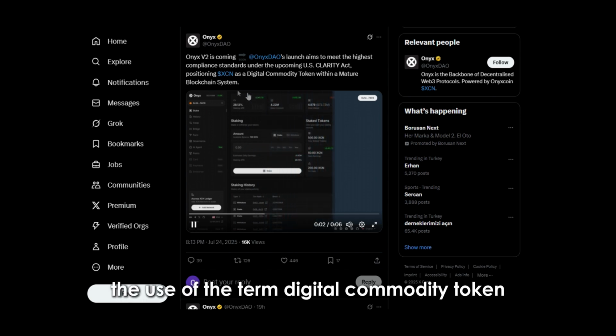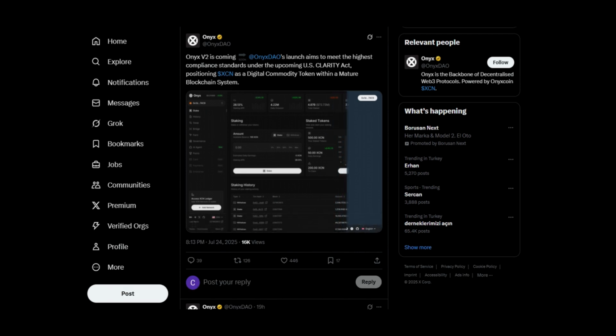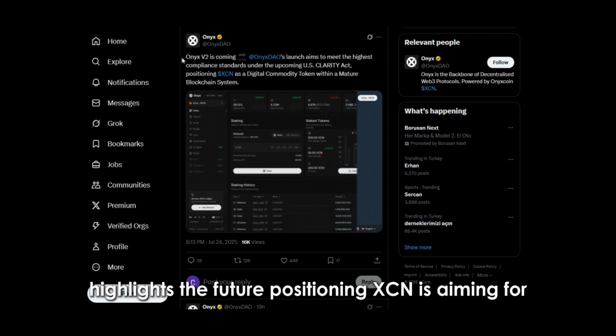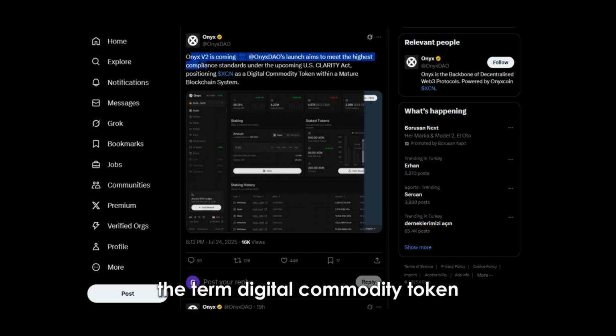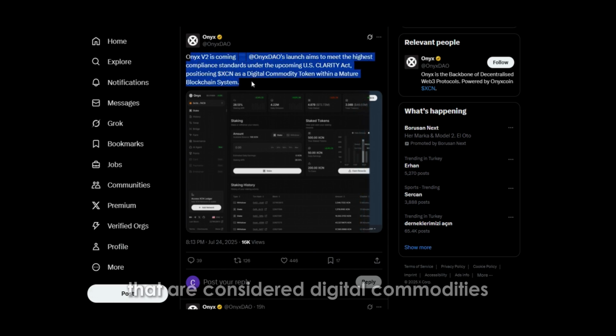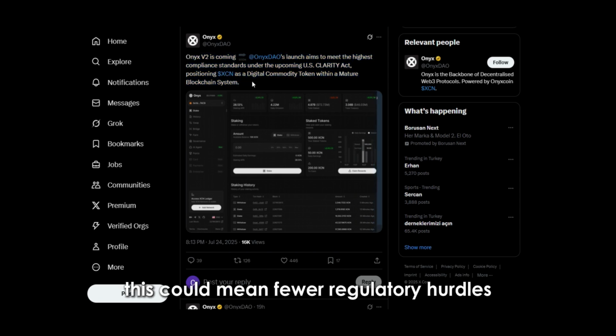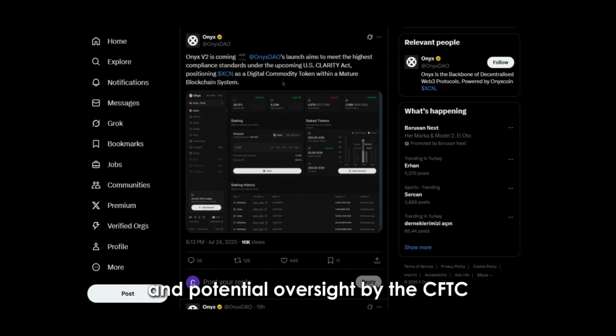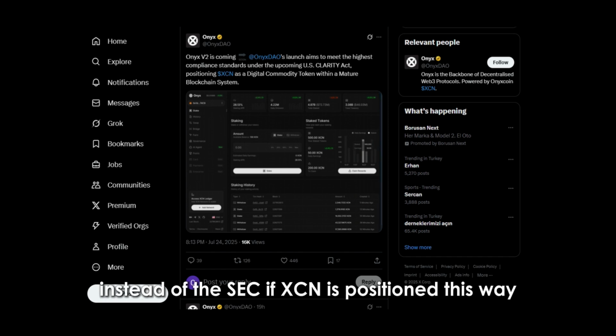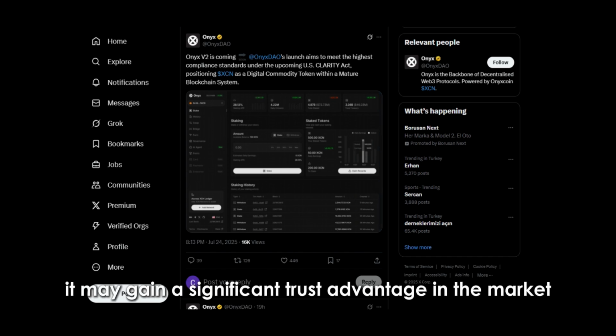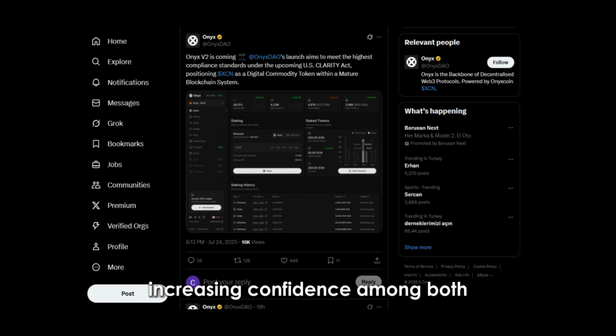The use of the term digital commodity token within a mature blockchain system in particular highlights the future positioning XCN is aiming for. The term digital commodity token typically refers to tokens that are considered digital commodities rather than securities under U.S. legal standards. This could mean fewer regulatory hurdles and potential oversight by the CFTC instead of the SEC. If XCN is positioned this way, it may gain a significant trust advantage in the market, increasing confidence among both institutional and retail investors.